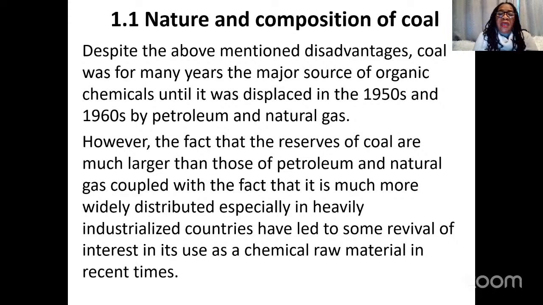So the fact that the reserves of coal are much larger than that of petroleum and natural gas, coupled with the fact that it is widely distributed, especially in heavily industrialized countries, has helped to revive interest in the use of coal as chemical raw material in recent time, because the reserves are large and because coal is widely distributed in several places.